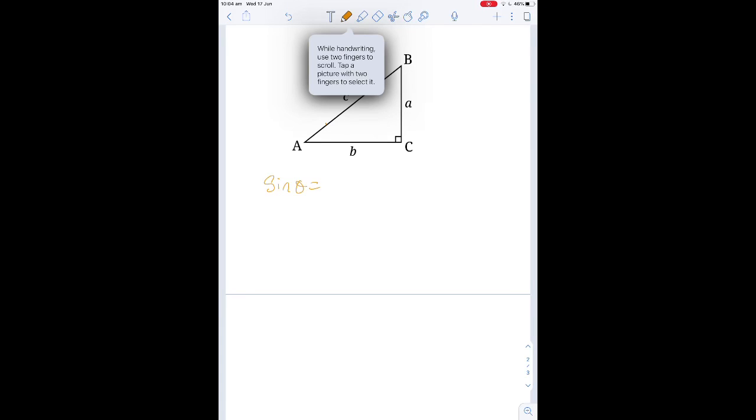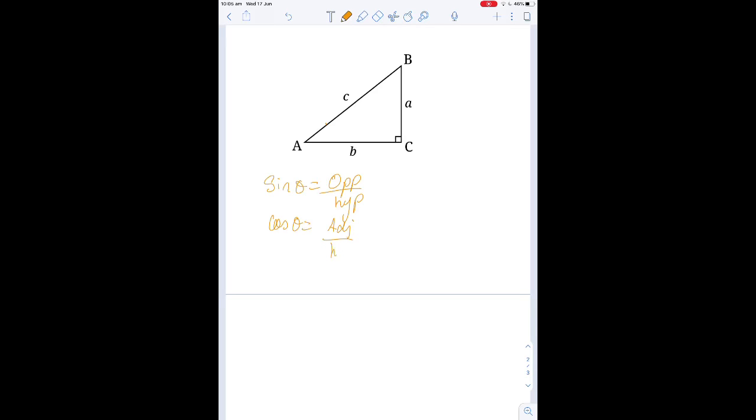sine theta equals opposite over hypotenuse, cos theta is adjacent over hypotenuse, and tan theta is opposite over adjacent, okay? And I'll show you a little acronym that we use to help, which is Some Old Houses Can Always Hide Their Old Age. And that just helps me remember what goes on top, what goes on the bottom.